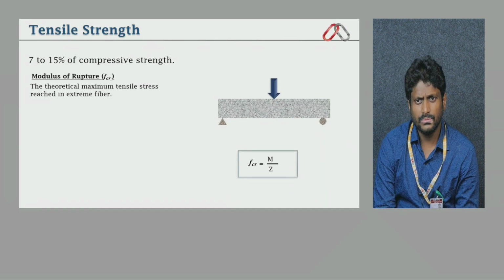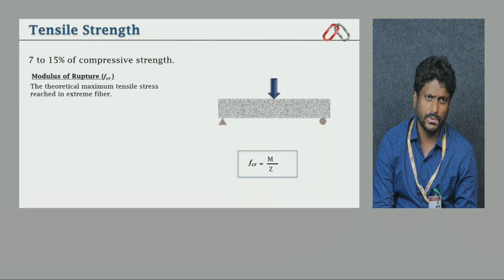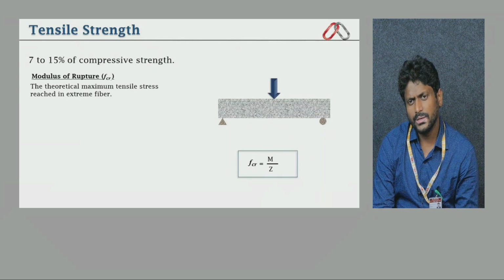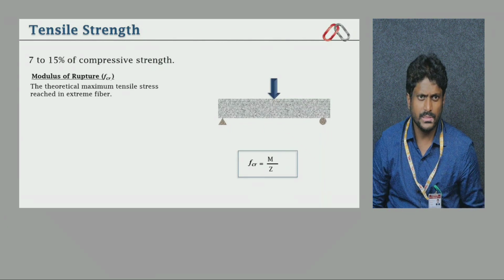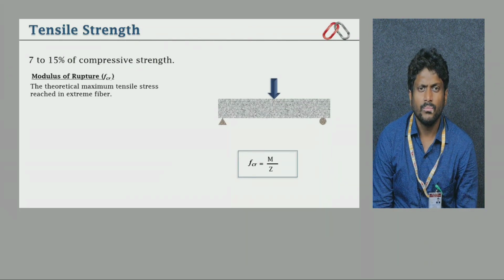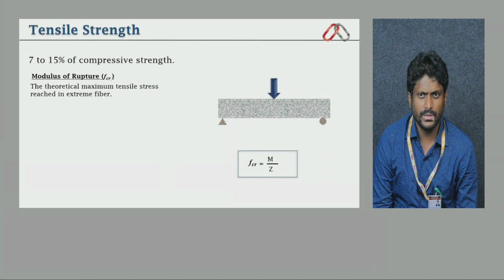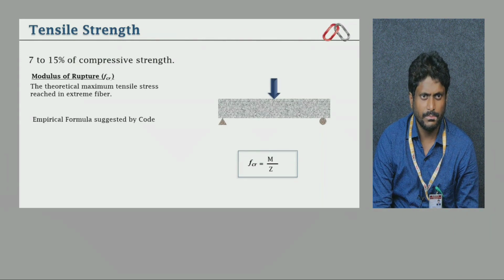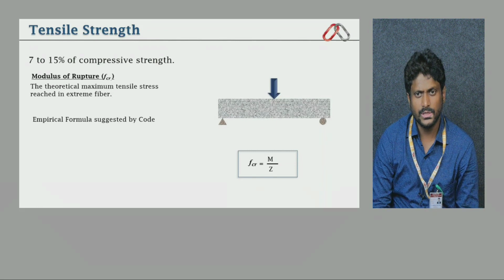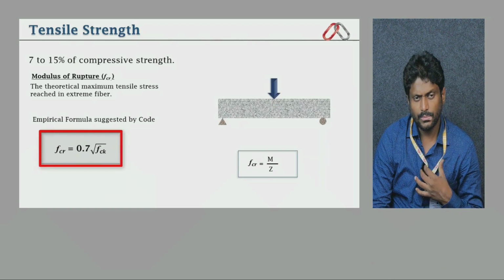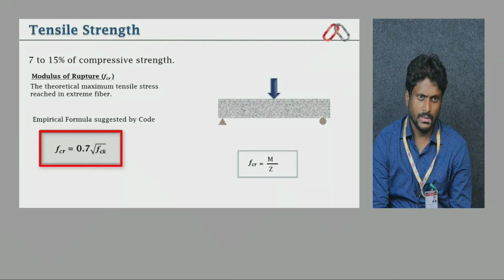So what it indicates, from M/I = f/y = E/R, that bending expression is there. From there fcr can be calculated by applying M/Z. What is Z? Z is the section modulus, which can be calculated from the moment of inertia divided by y. Y is the distance from the center of the cross section, so that is d/2. Then the empirical formula suggested by the code is fcr = 0.7 √fck. Here fck is the compressive strength of concrete. It is an empirical one, not an exact one.